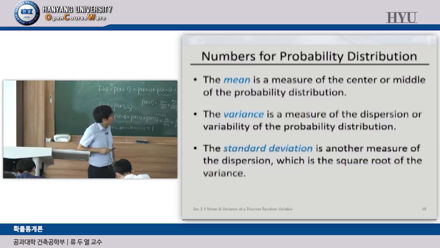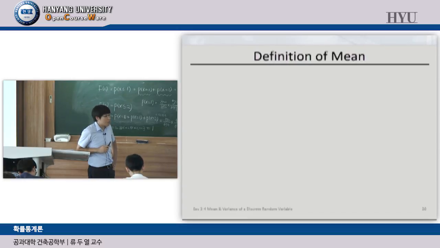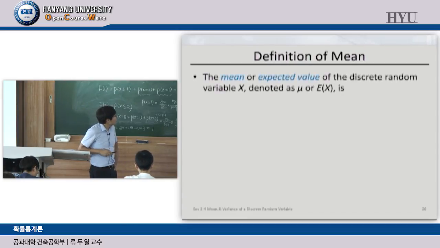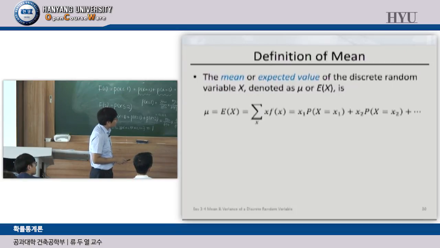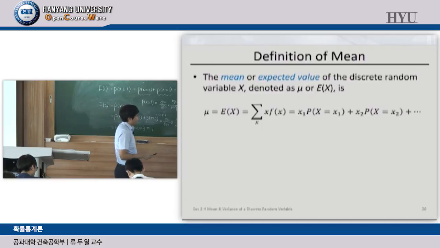So now we're going to learn about all these three things. First one is the definition of mean. The mean or expected value of the discrete random variable X, denoted as mu here, or large E(X). And this can be expressed by this equation.